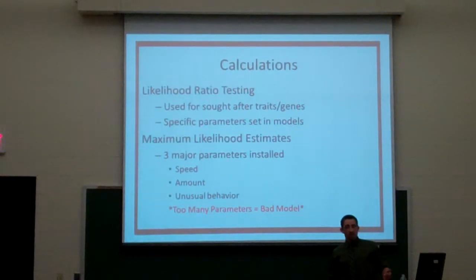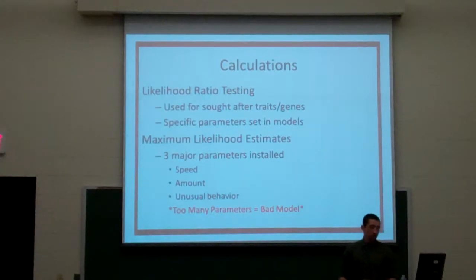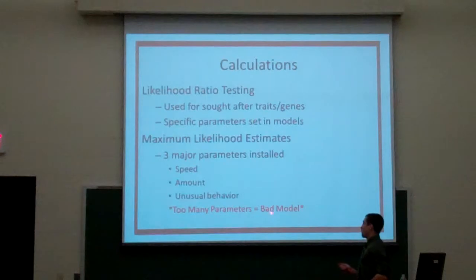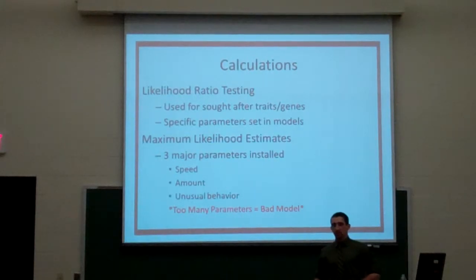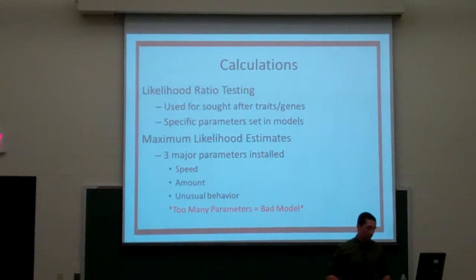Now, maximum likelihood estimates is more common. It covers a wider variety of species, and it includes three major parameters of speed, amount, and unusual behavior of mutations. But when you insert too many of these parameters, like too many of these assumptions, it results in a bad model. This is because you're controlling the information too much. The calculations don't have the freedom to work and compare with one another vastly, so this will result in a bad model.